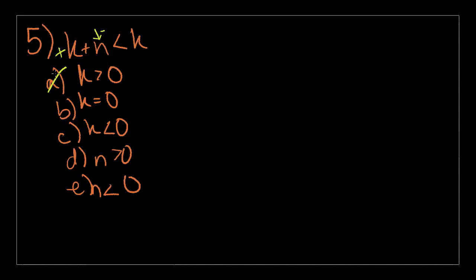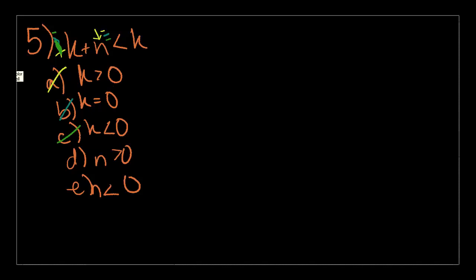Now let's try choice B. K is equal to 0. If K is equal to 0, then N must also be negative, just like the previous choice, but it doesn't explicitly state that. So that's also crossed off. Choice C says K must be less than 0. If K is less than 0, so it's a negative sign, then it's really impossible for N to add to K and still let it be less than K, in which case N would have to be negative. But yet again, it doesn't state that. It's not saying that N is less than 0 in the answer choice, so that's crossed off.